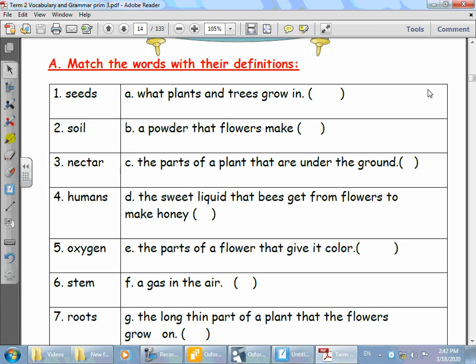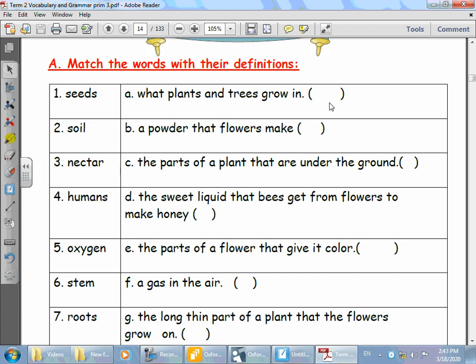Okay, so the first thing, number A, it says, what plants and trees grow in? What is the thing that plants and trees grow in? Very good, the soil. Number 2. Okay, B, a powder that flowers make. Powder, what is the powder? Very good, the pollen. Number 8. Okay, the parts of a plant that are under the ground. What is it? Very good. Number 7, the roots. It's under the ground.